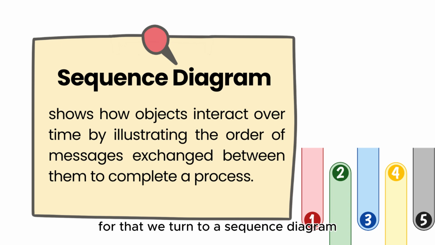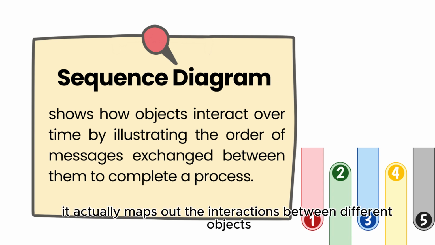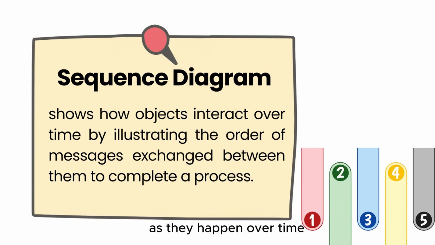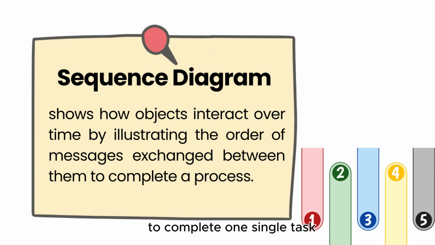For that, we turn to a sequence diagram. This is the diagram that brings our whole system to life. It actually maps out the interactions between different objects as they happen over time. It shows the step-by-step conversation that needs to happen to complete one single task, like creating a new user account.